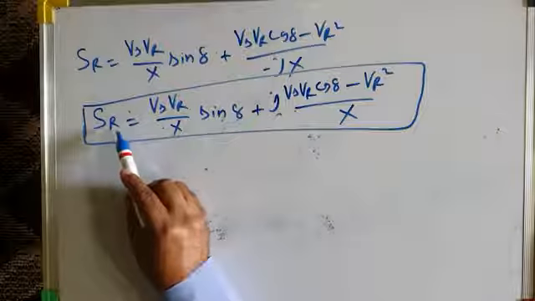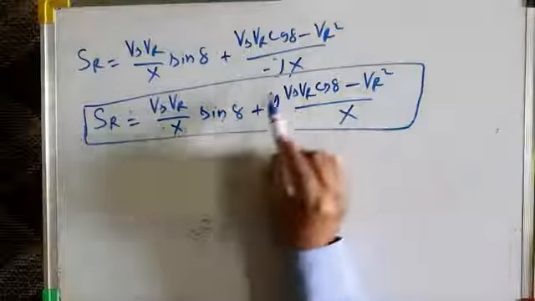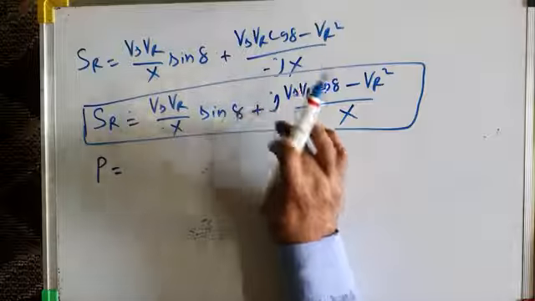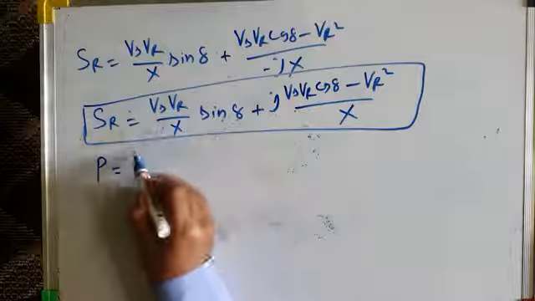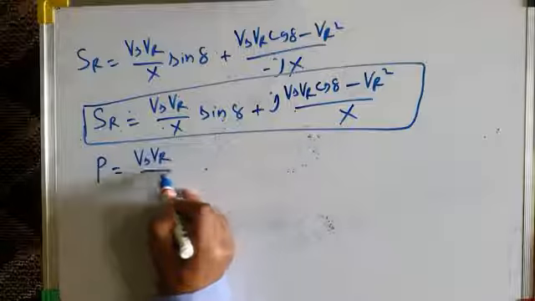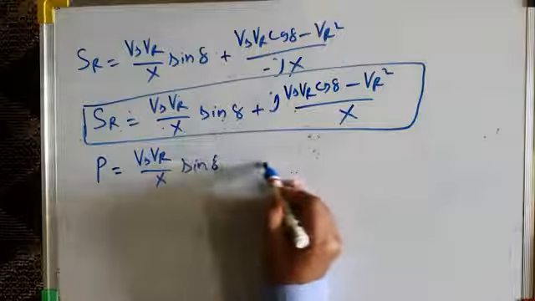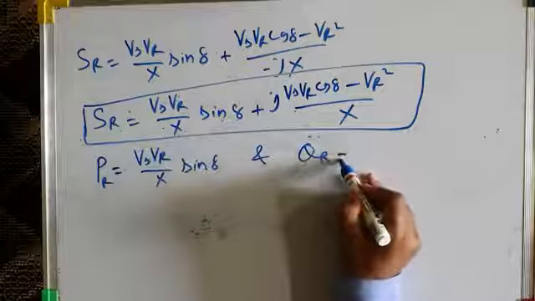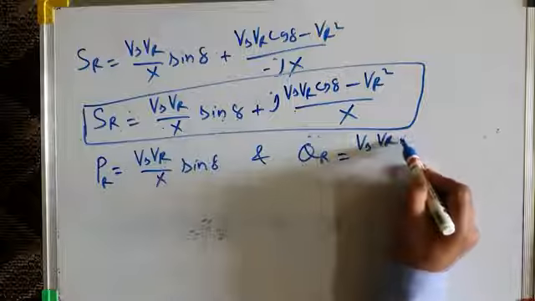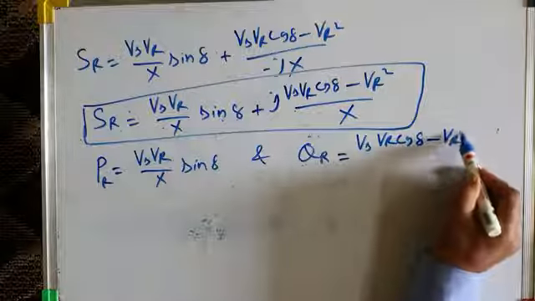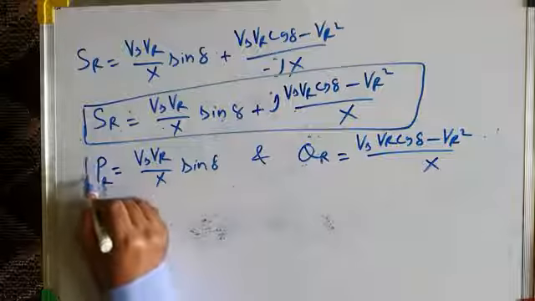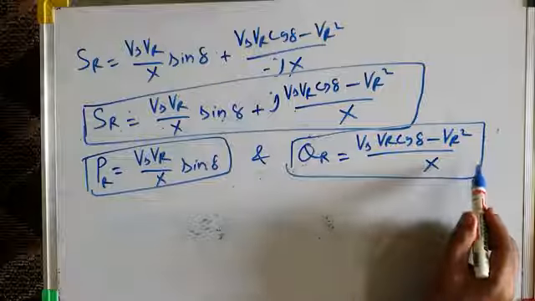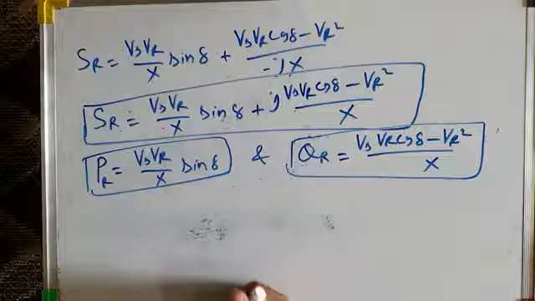Now this SR is apparent power. It has a real power term and it has an imaginary power term. So real power, reactive power is the imaginary term. Real power is given by this Vs VR by X sine delta, and reactive power is given by this imaginary term, that is Vs VR cos delta minus VR square by X. So this is the real power at the receiving end, and this is the reactive power at the receiving end, and total apparent power at the receiving end is this.